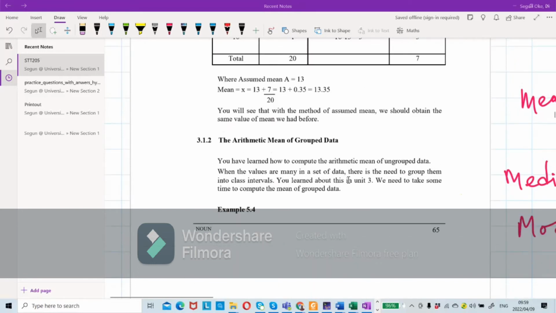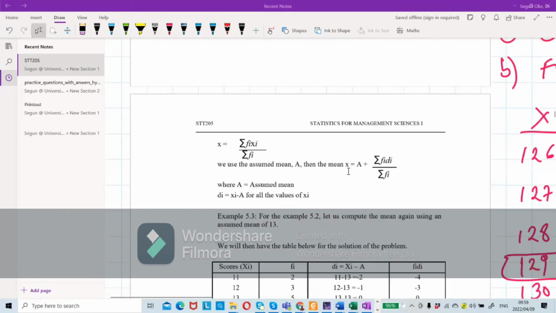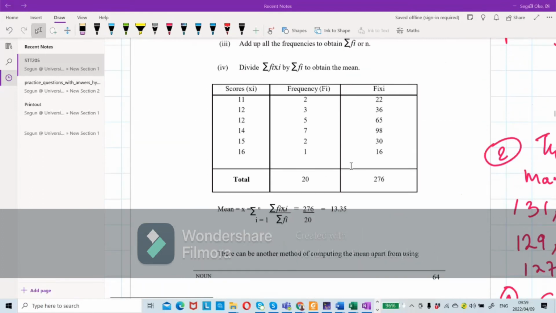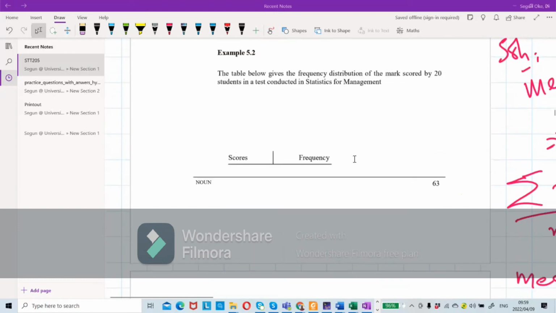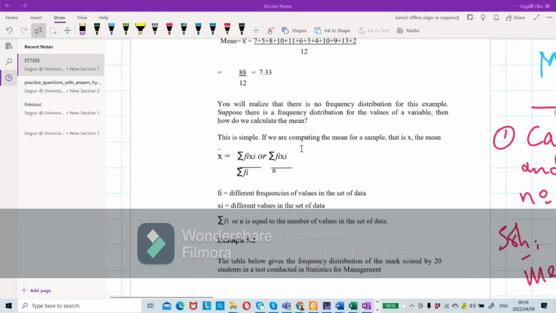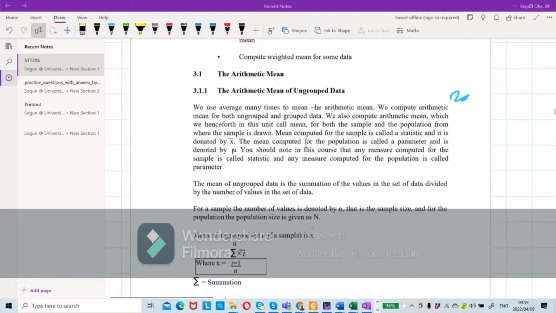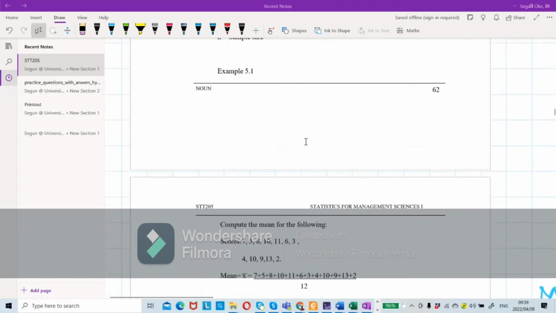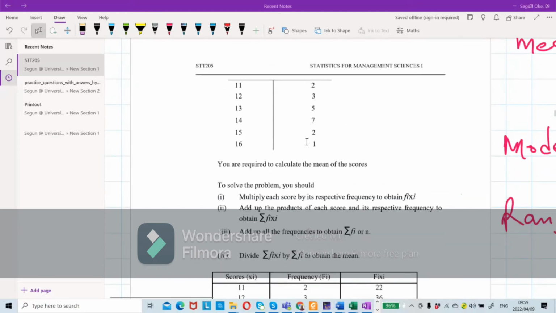Okay. Now let's look at this. You have to be careful when you are dealing with data. Let me take you to 5.2. From 5.2, we have the data like this. We are talking about ungrouped data here, till we get to this place. Still ungrouped data.